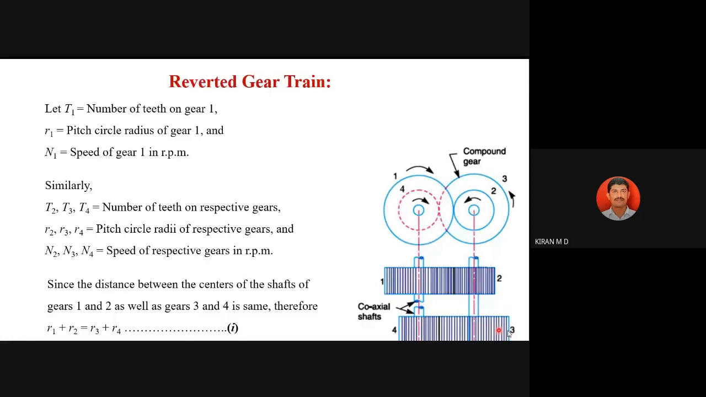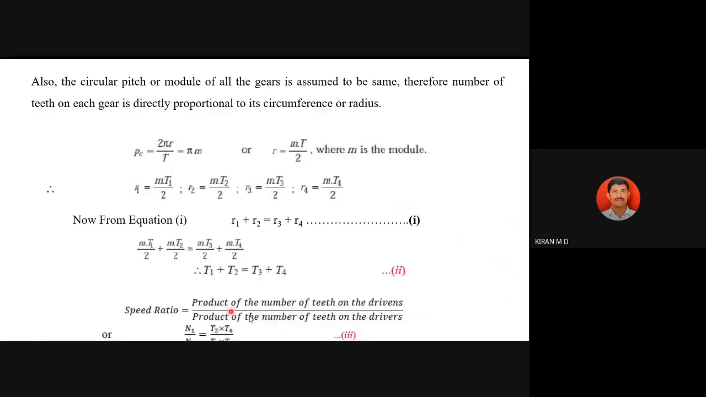So N1 by N4 is equal to T2 into T4, because N1 by N2 is T2 by T1 and N3 by N4 is T4 by T3. When N2 and N3 are the same, both get cancelled. So N1 by N4 is equal to T2 into T4 divided by T1 into T3. That is the product of the number of teeth on the driven gears divided by the product of the number of teeth on the drivers. Now it is the same concept as the compound gear train.